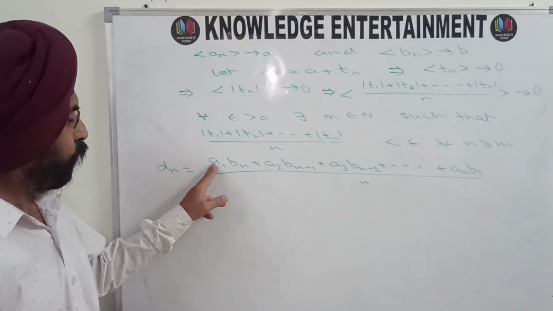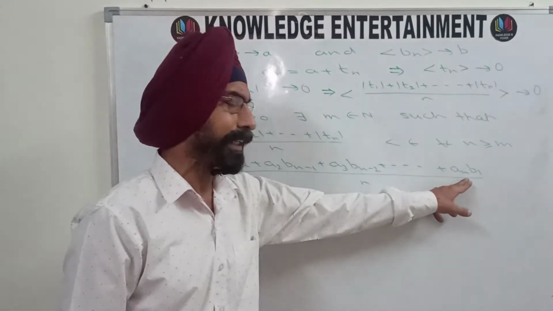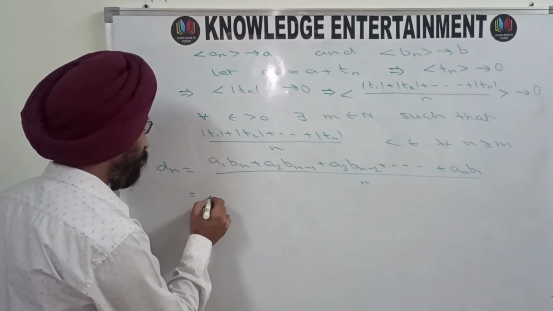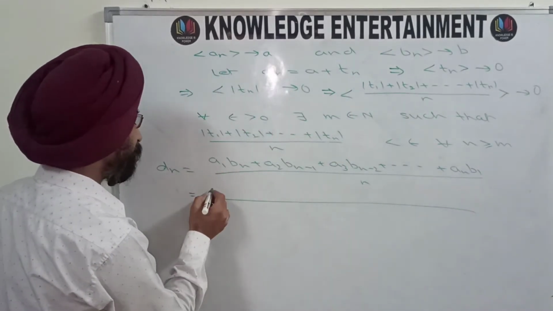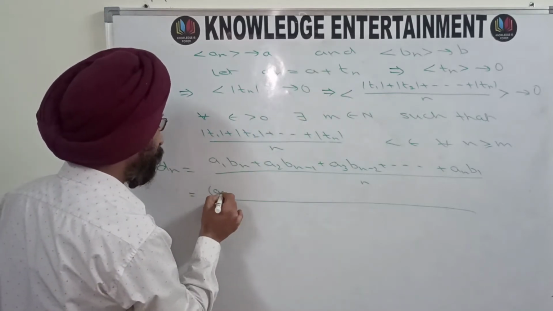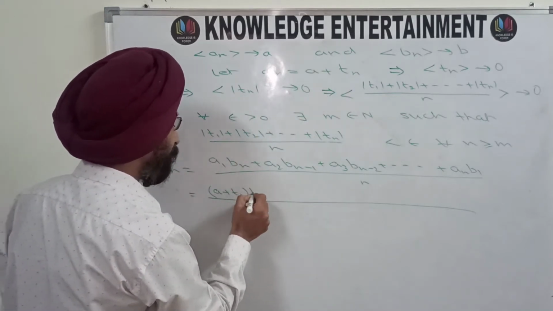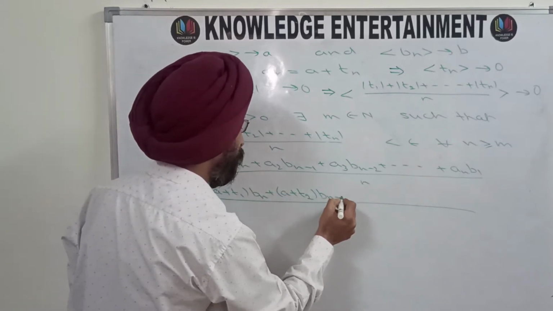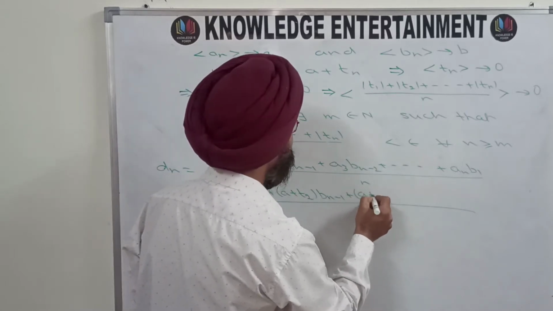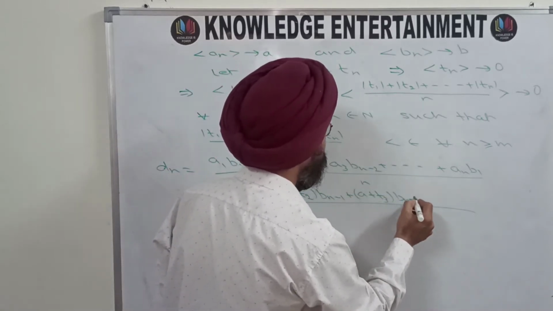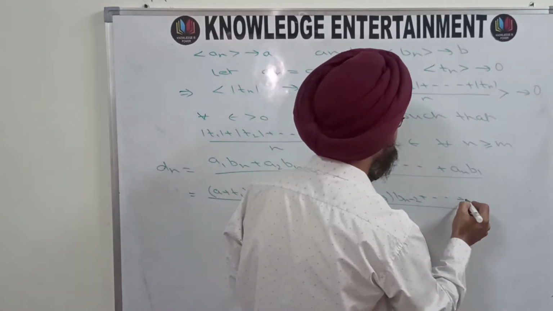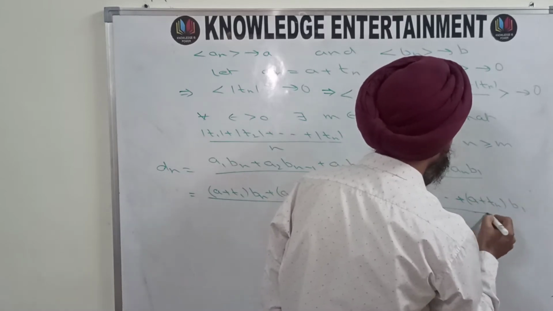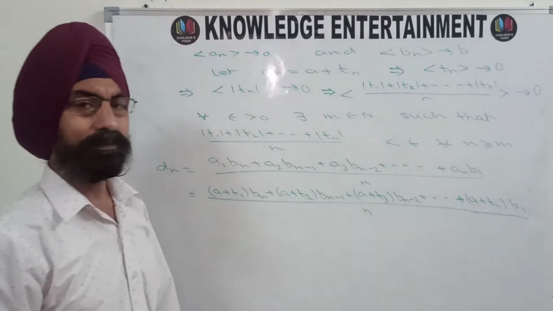What we will do, we will substitute the values of these A1, A2, A3 and An from here. An is equal to A plus Tn. So you will get A plus T1 into Bn plus A plus T2 into Bn minus 1 plus A plus T3 into Bn minus 2 plus and so on plus A plus Tn into B1 divided by n.